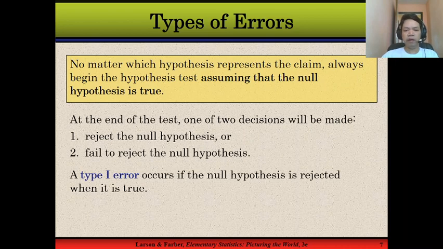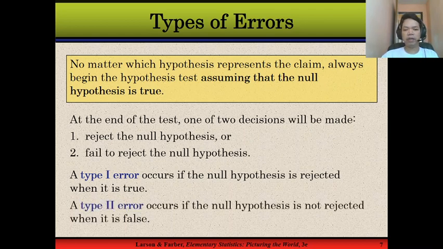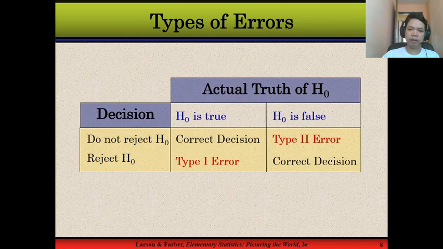So ano yung type 1 error? A type 1 error occurs if the null hypothesis is rejected when it is true. Ano naman yung type 2 error? A type 2 error occurs if the null hypothesis is not rejected when it is false. So to make it simpler, let's make a table para mas madali natin intindihin. So here we have the actual truth value of the null and the decision to be made, whether to not reject, ibig sabihin to accept, or reject the null hypothesis.